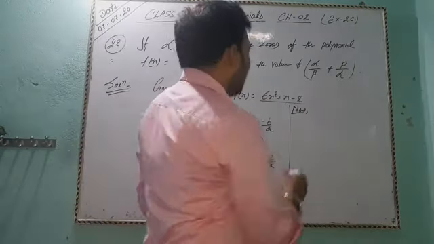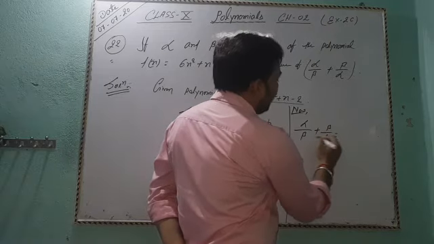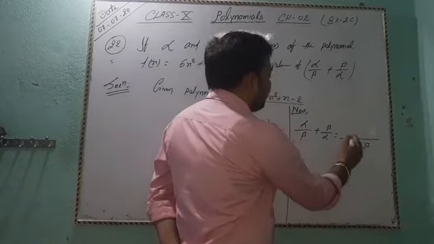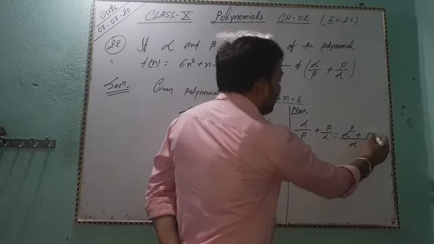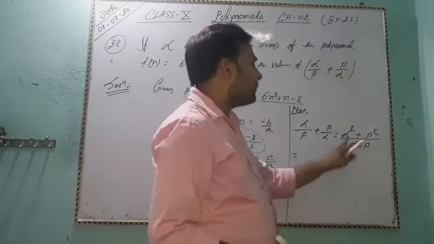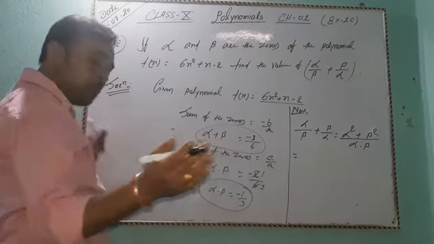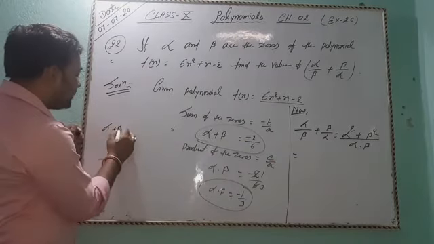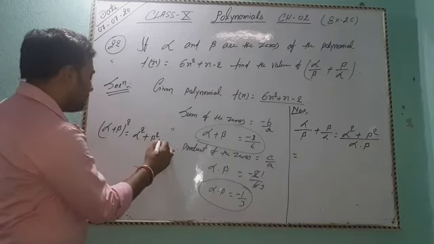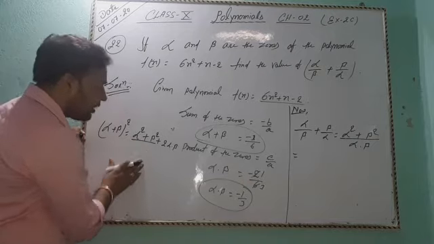So alpha by beta plus beta by alpha, take LCM, alpha into beta. So alpha square plus beta square by alpha into beta. So students, here look carefully, alpha plus beta whole square equal to alpha square plus beta square plus 2 alpha into beta here, and find the value of alpha square plus beta square.